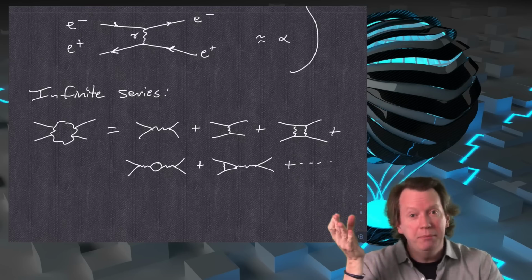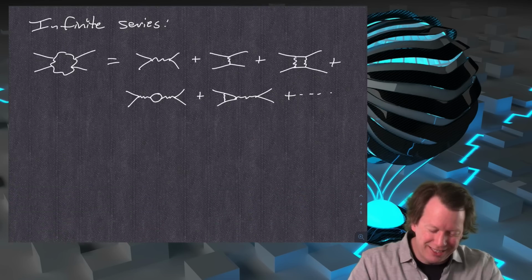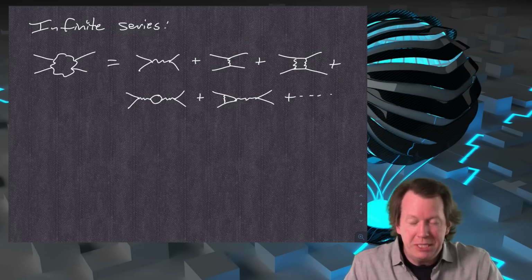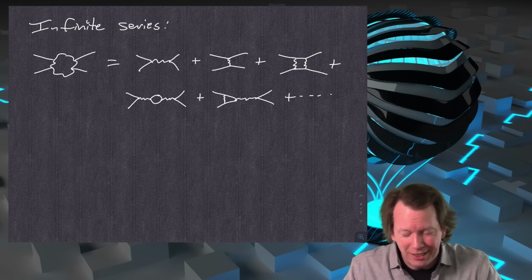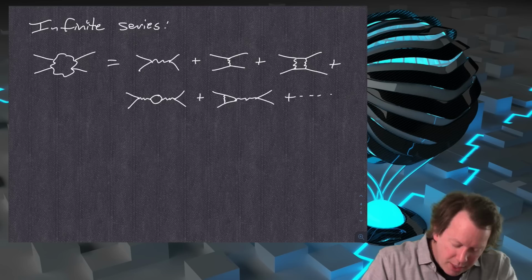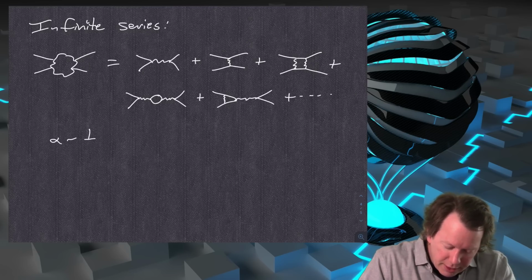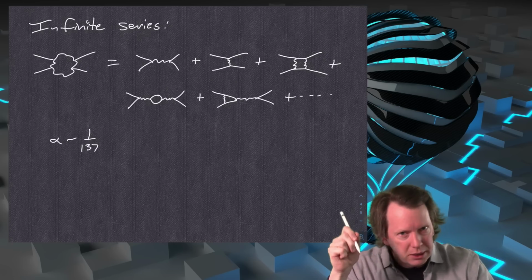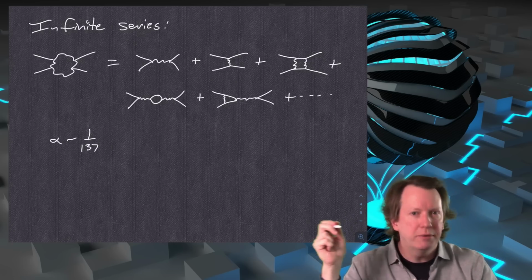So this seems like bad news. This seems like, oh my goodness, we're trying to do some simple calculation. There's an infinite number of things I have to calculate, and that sounds bad. But in fact, that's not bad. Remember, alpha is approximately 1 over 137, so a relatively tiny number. And every one of these vertices comes with a square root of alpha.